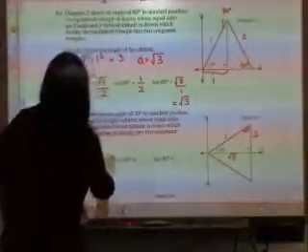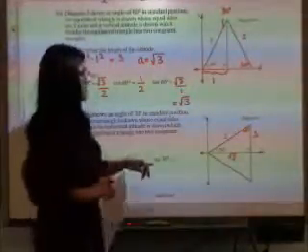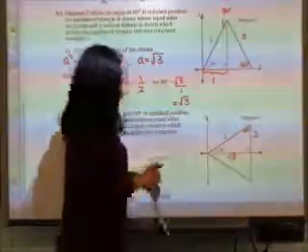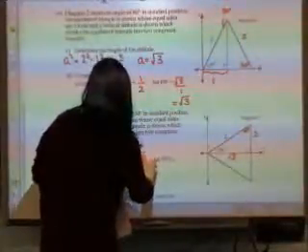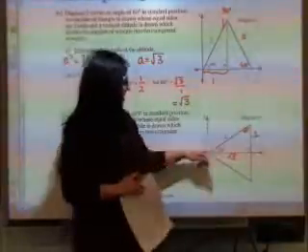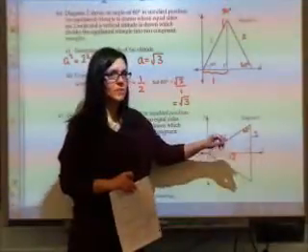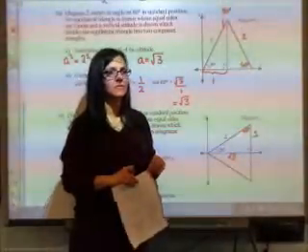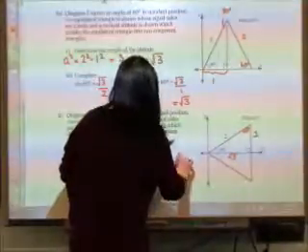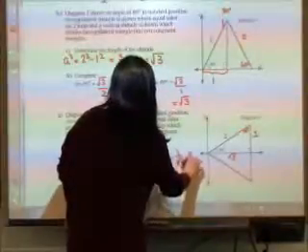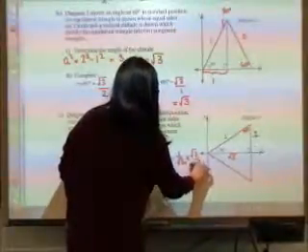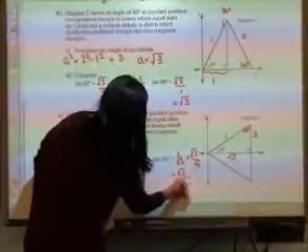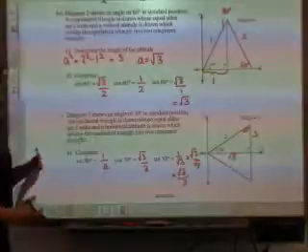1 over 2. What's the cos of the 30-degree angle? Root 3 over 2. And then the tan of the 30-degree angle, opposite over adjacent? 1 over root 3. And then if I rationalize that by multiplying the top and the bottom by root 3, I would get root 3 over 3.